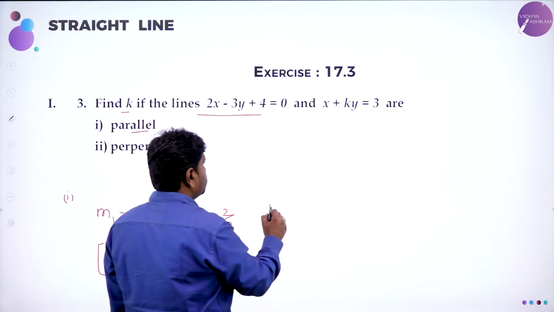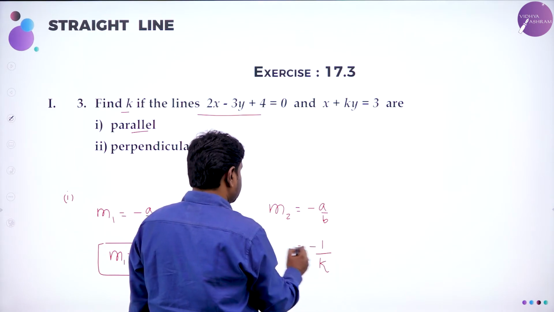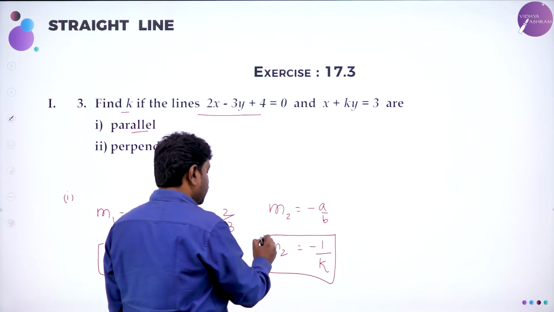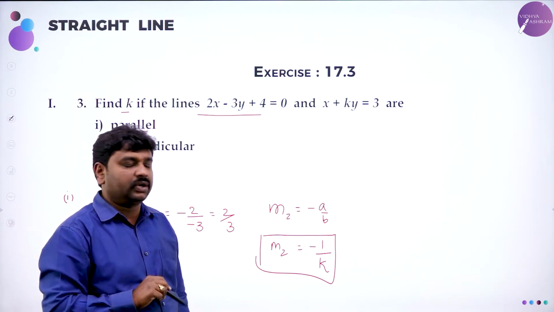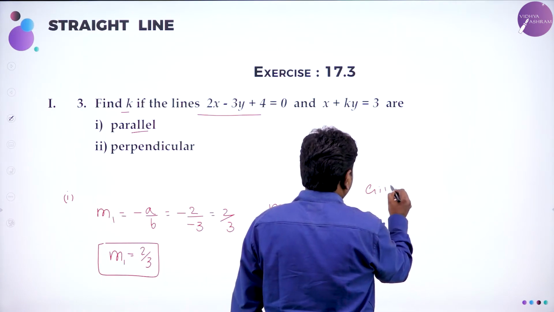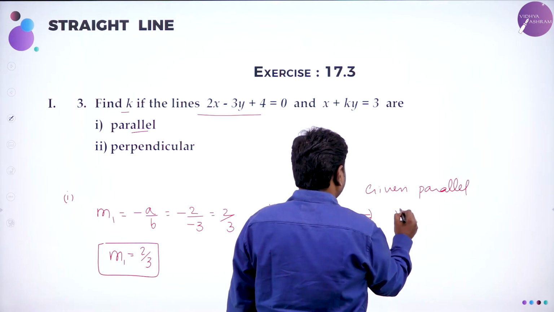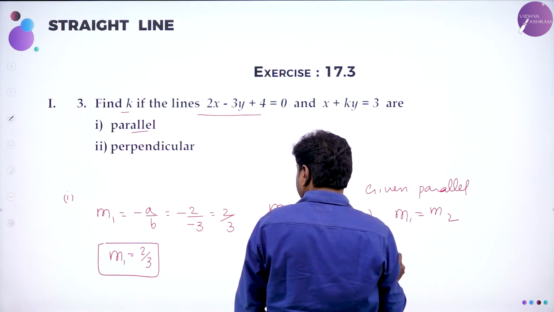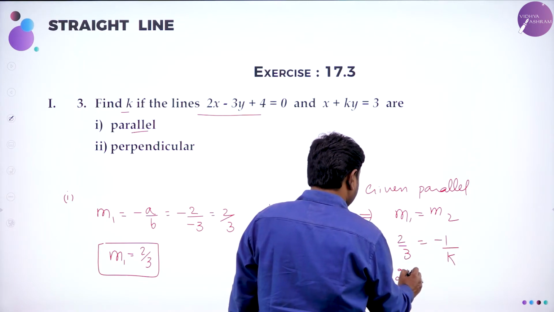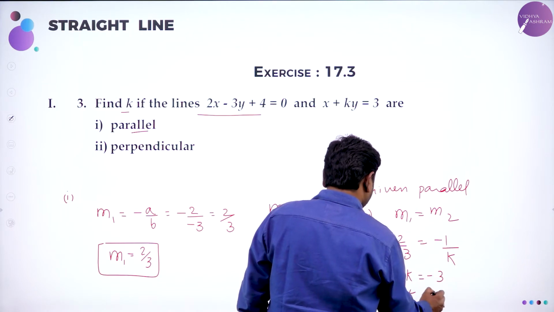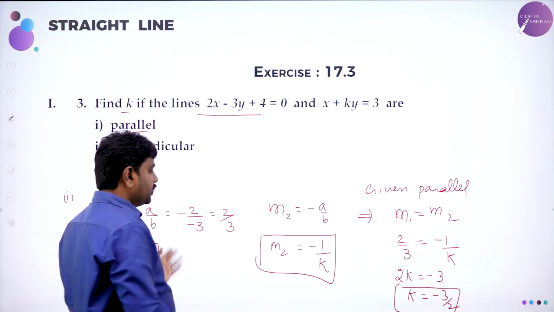Now the second line, the slope is m2, minus a by b, that is minus 1 by k. This is m2. And I told you the lines are parallel. Parallel means two lines are said to be parallel if their slopes are equal. So given parallel, I can equate the slopes. That is m1 is equal to m2. So m1 equals m2 means 2 by 3 is equal to minus 1 by k. Cross multiply, 2k is equal to minus 3, or k is minus 3 by 2. The k value is minus 3 by 2. So then the slopes are equal.